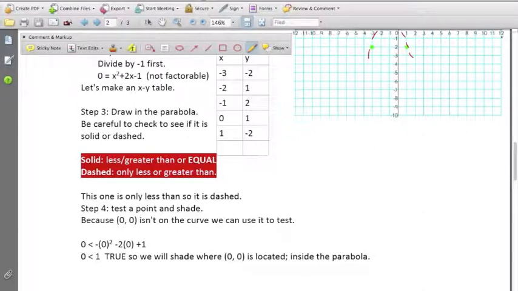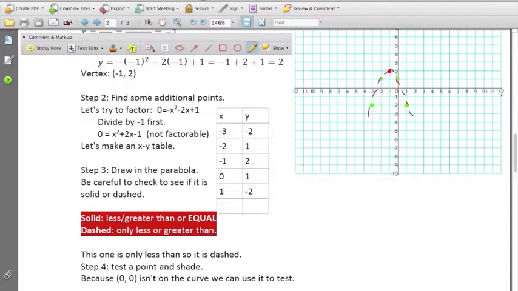We plug it in. 0 is less than negative 0 squared minus 2 times 0 plus 1. This is why I like 0, because all that just goes away, and I've got 0 is less than 1. That's, in fact, a very true statement. So we're going to come back up here and shade wherever that point was. Well, 0 is inside, or underneath, the curve. So I'm just going to shade that in, and this is going to be pretty ugly, but you will understand what I mean.